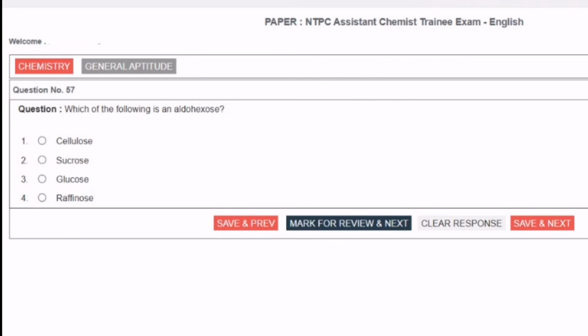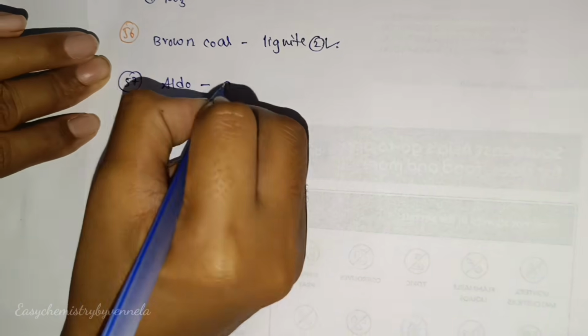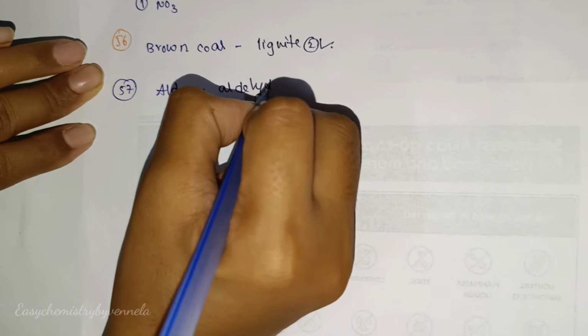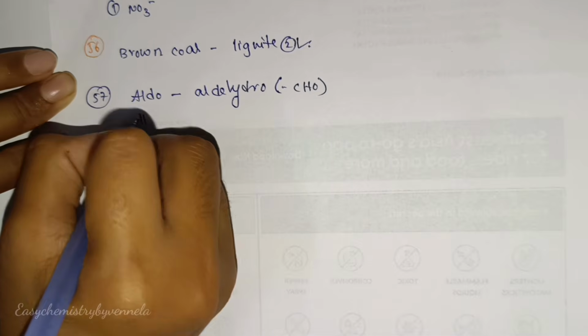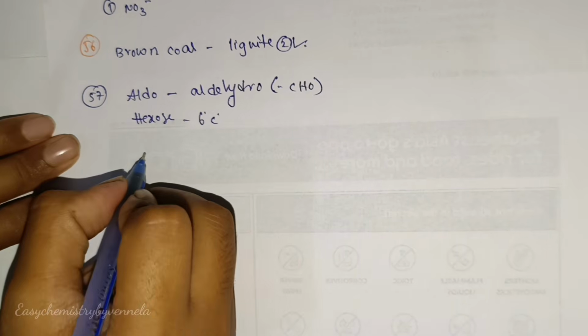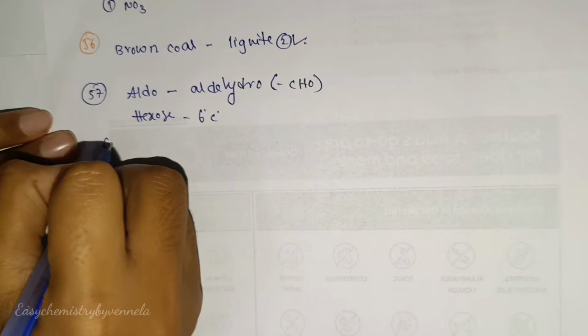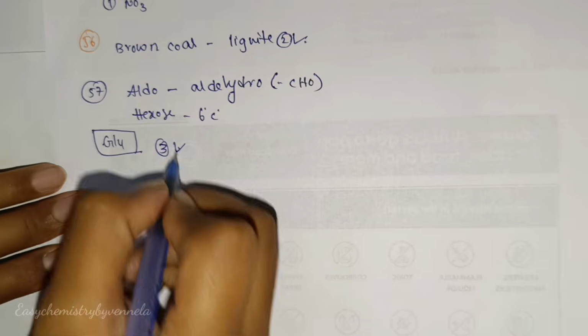Next question. Which of the following is an aldohexose? Aldohexose means you have to remember this is glucose. Breakdown of aldohexose: aldo means aldehyde group, that is CHO. Next, hexose means 6 carbons. So the correct answer is glucose. Third one is the correct one.